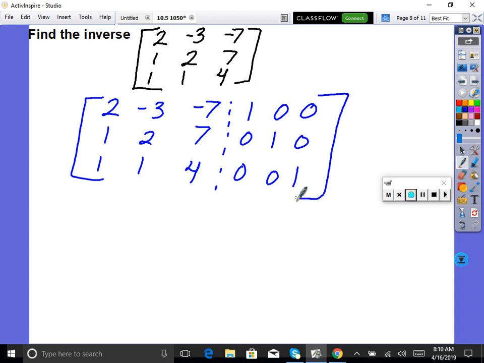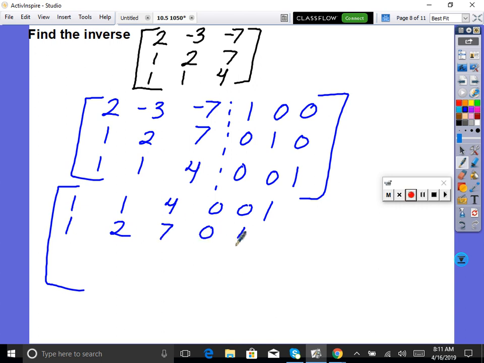Okay, now wouldn't you rather switch these rows up to get 1 on the top rather than do fractions right off? So I'll hurry and switch them. I'm going to put the bottom on top: 1, 1, 4, 0, 0, 1, 1, 2, 7, 0, 1, 0, and then 2, negative 3, negative 7, 1, 0, 0. Okay, so now we're getting a 0 here and here. Let's hit 2 birds with 1 stone.